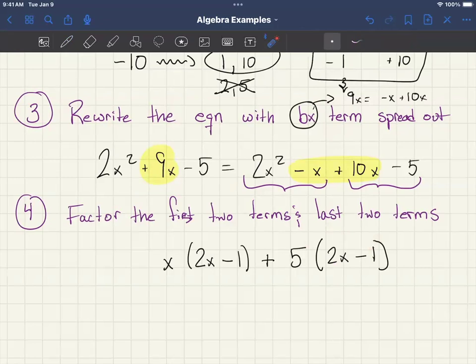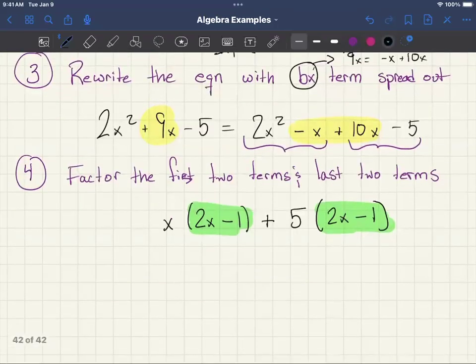The other thing that we should also be aware of is when this happens, the other two terms, once we factor out, should be exactly the same. If they're not the same, go back and check your work. Something went off. All right, next step.